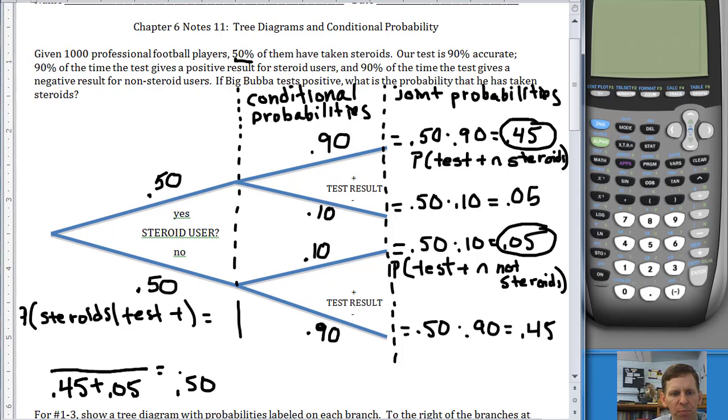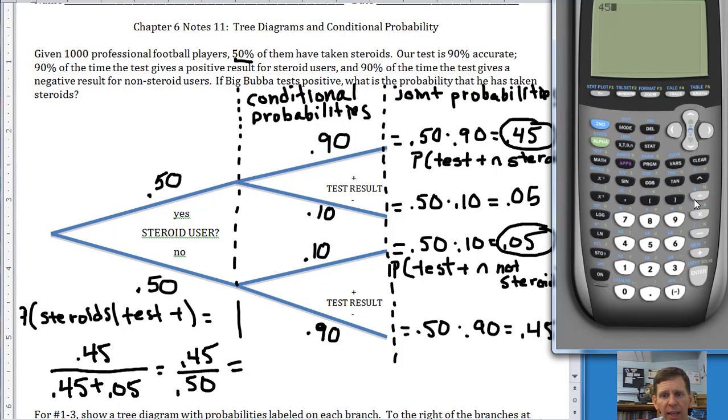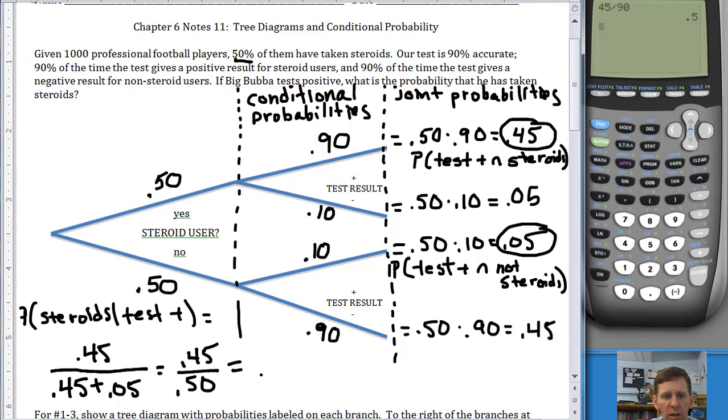Out of these two groups, who is actually on steroids? So out of just these two circled groups, not out of all four, who in these two groups is actually taking steroids? This top group, 0.45 out of this 0.50. And when you divide this out, 45 divided by 50 is equal to 90%. And that is the percent of people that meet this criteria. If Big Bubba tests positive, the probability he's actually taken steroids is 90%.